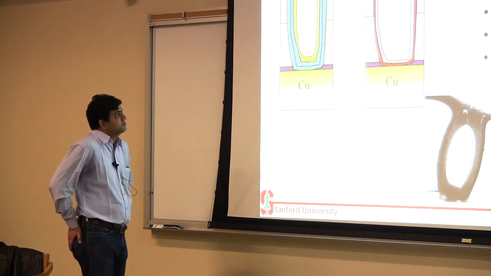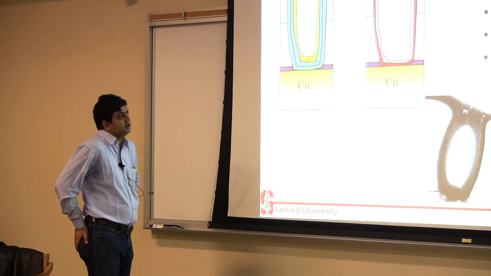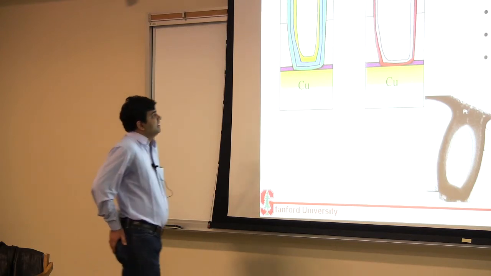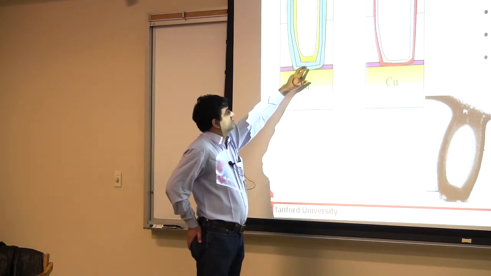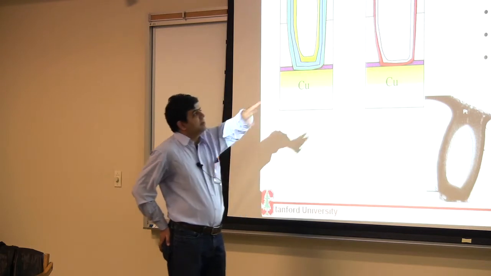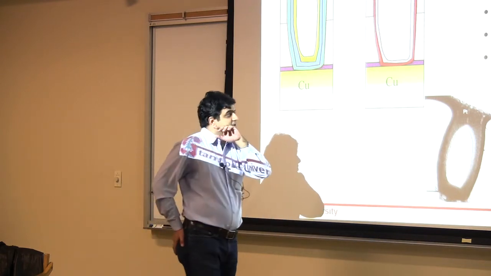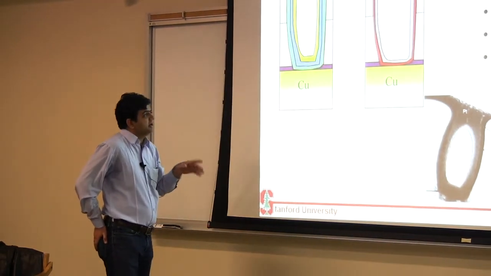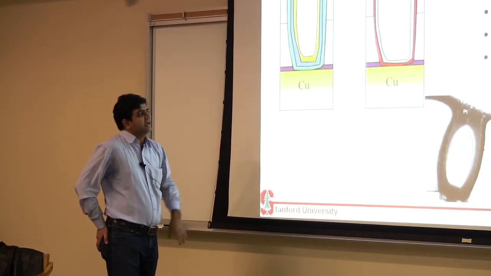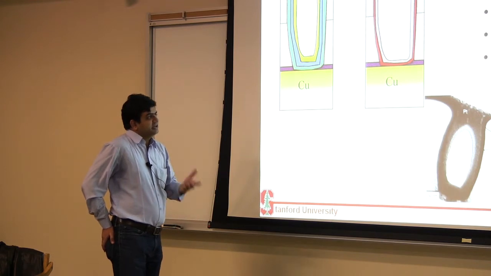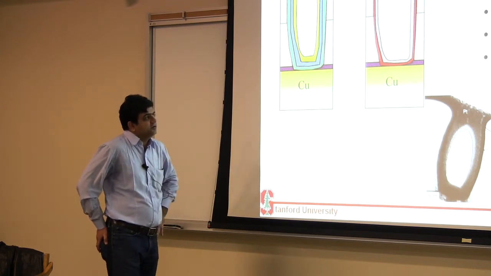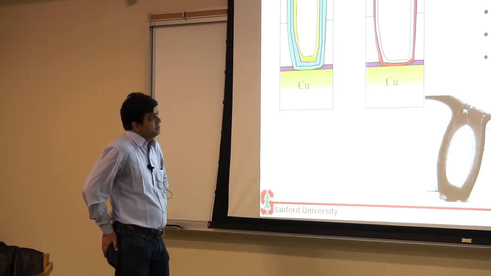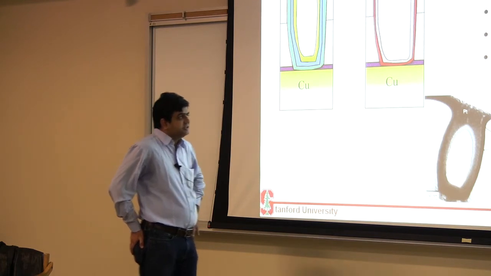Atomic layer deposition, of course, has an ideal step coverage of 1. It's the same thickness on the bottom, on the side, and on the top. The disadvantages of atomic layer deposition: it's a very slow technique. You have to pulse one precursor, then pulse the next precursor, and it takes hours to deposit a few nanometer thick film. It's high resistivity.